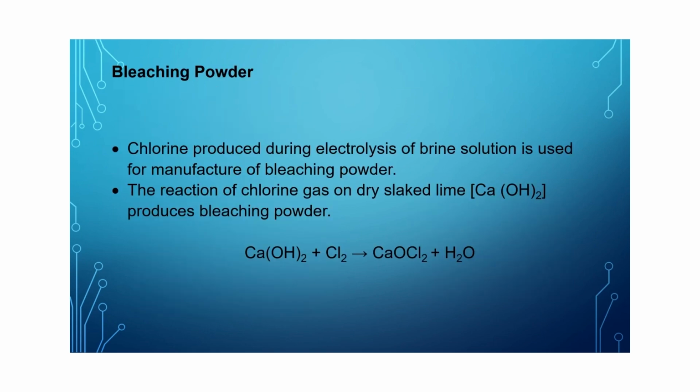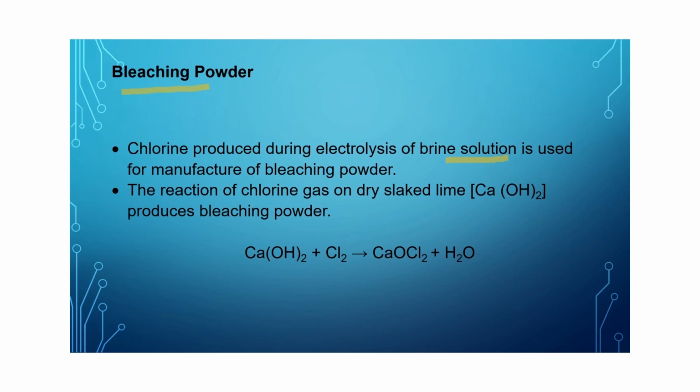Let us now discuss some of the common bases found in our day-to-day lives that we use at our homes. The number one being bleaching powder. Bleaching powder is manufactured. How is it manufactured? By using chlorine, which is produced during the electrolysis of brine solution. It is used for manufacture of bleaching powder.